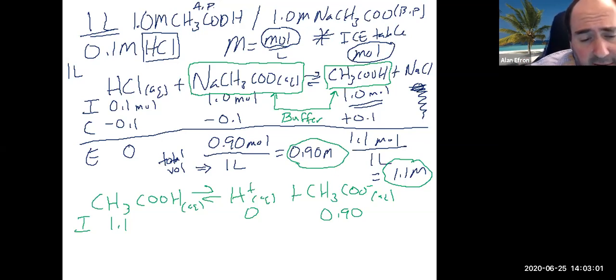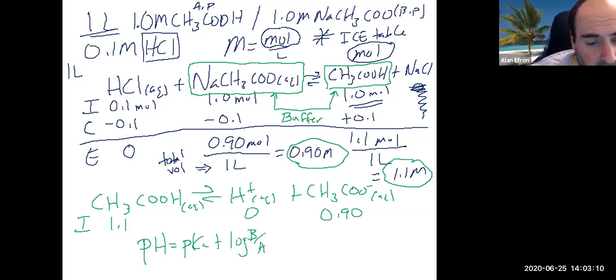But since this is a buffer, the easier move is probably just to go right into your Henderson-Hasselbalch equation. And since this is still really the same weak acid, it is still the same pKa value of 4.74.